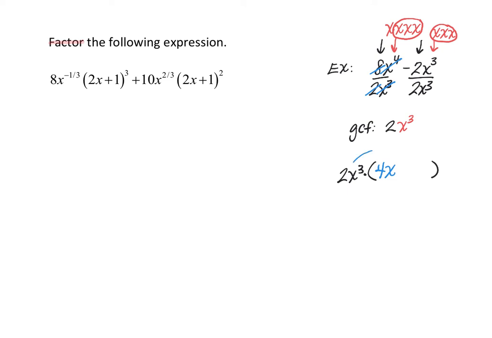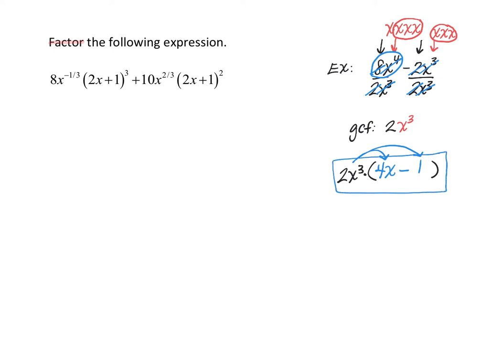If we were to distribute this to check this first step, 2x cubed times 4x would give us indeed 8x to the fourth, what we wanted here. And then we have minus 2 divides into 2 once, and x cubed divides into x cubed once, so we would have minus 1. And again, if you were to distribute and check that, 2x cubed times 1 is just 2x cubed. So this would be our factored form.